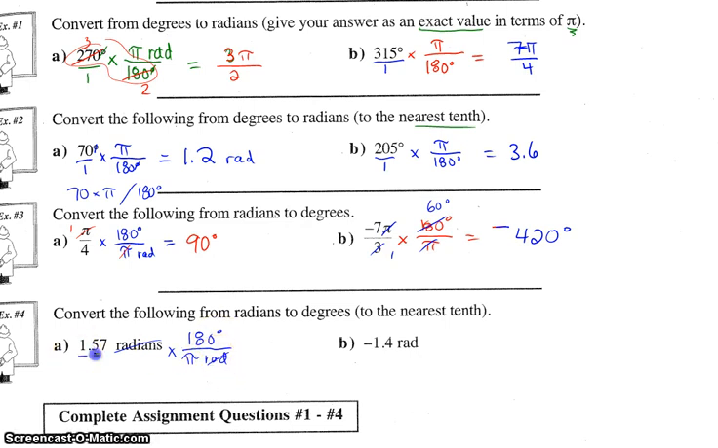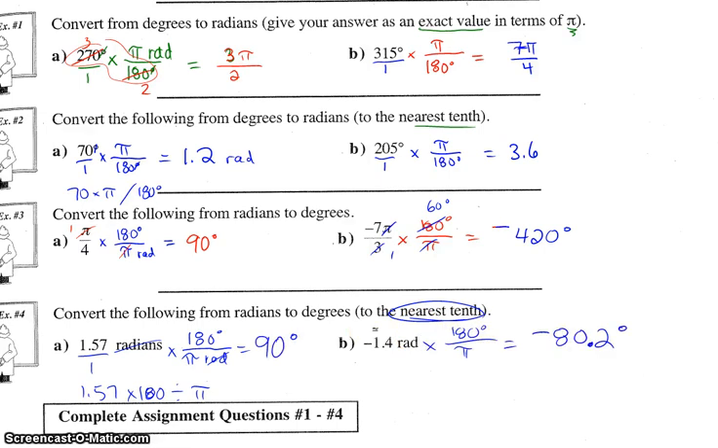All right, so then grab your calculator. We're going 1.57 times 180, and then divided by pi on your calculator. And let's round that to the nearest tenth when you get the answer. Go ahead and do that one and also try the next one, and we'll see if we get the same answer. All right, pause your video, please.